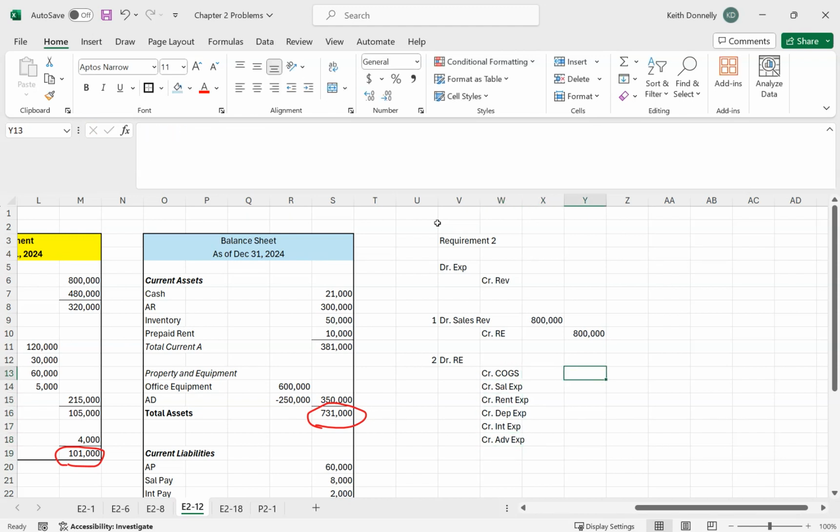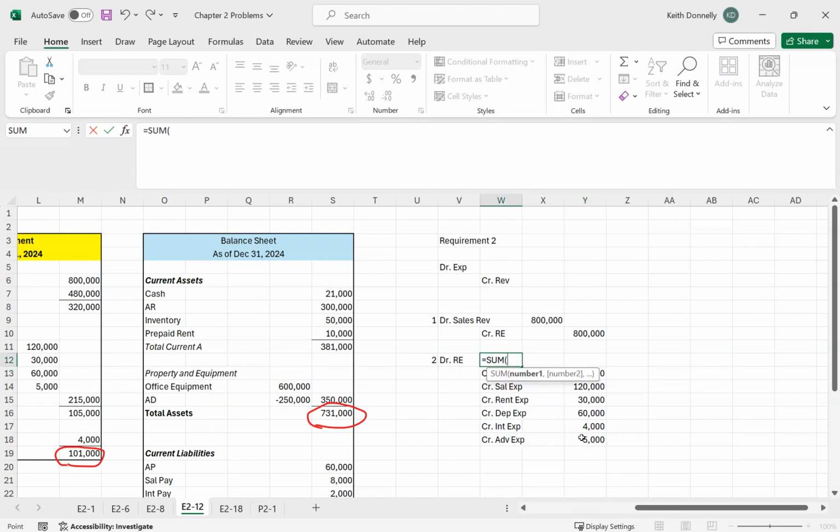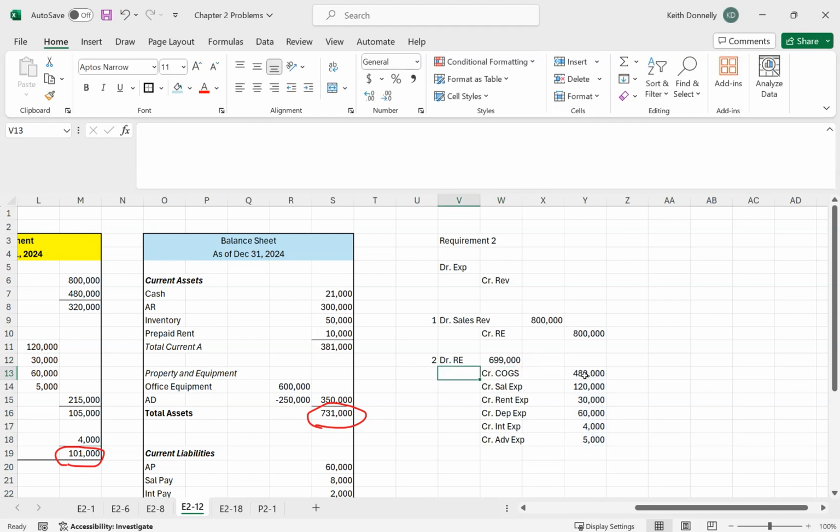We're basically flipping them out. Normally you debit them, but here, because we're doing the closing entry, we have to get rid of all these. So it's 480, 120, 30,000, 60,000, 4,000, 5,000, and then over here, it's going to be for 699.